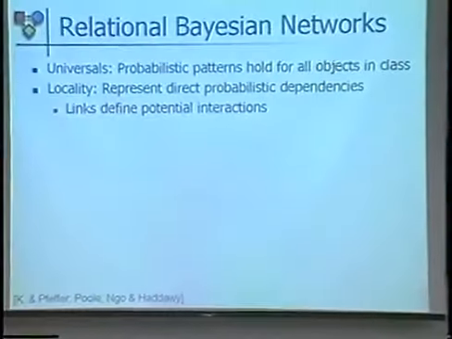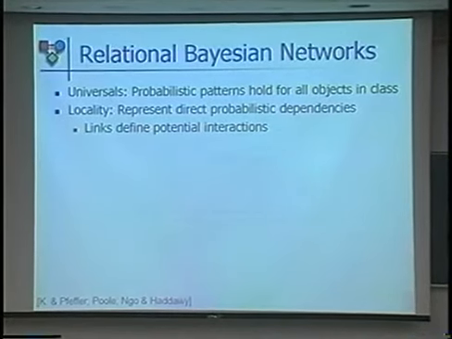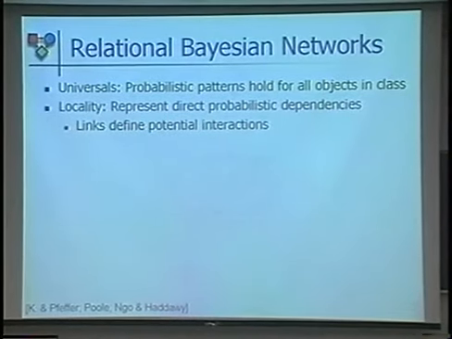From the Bayesian network side, we're going to take the notion of locality of probabilistic influence, in that we're going to assume that probabilistic influence holds only locally. Each attribute depends only on a small subset of other attributes. But the interesting thing is that the locality here is going to be defined by the relational structure. That is, the things that one can depend on directly are the things to which you're linked.